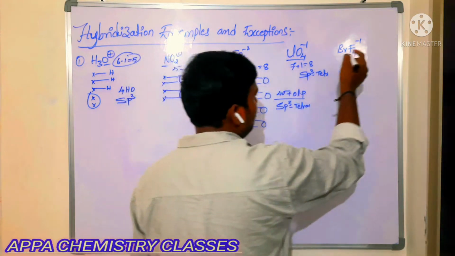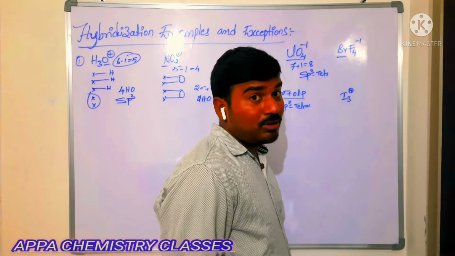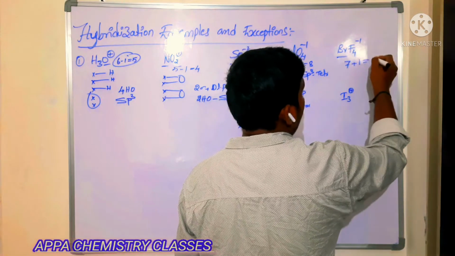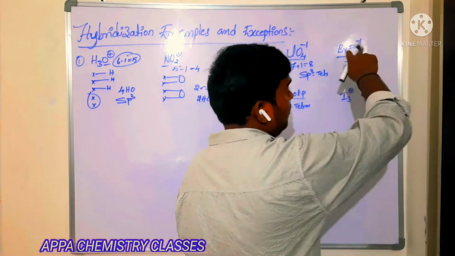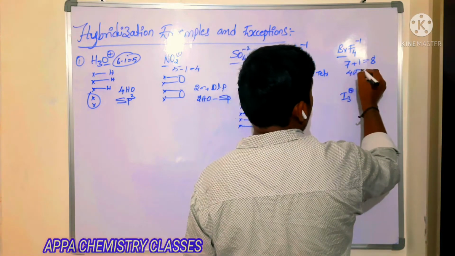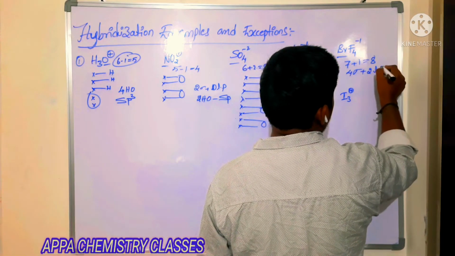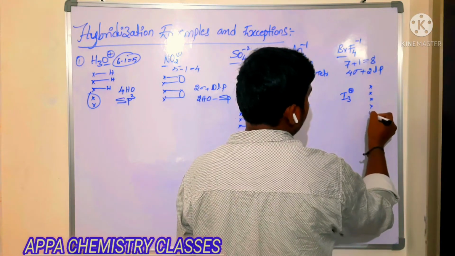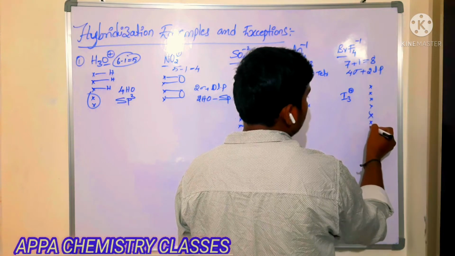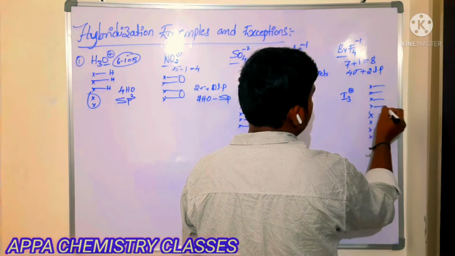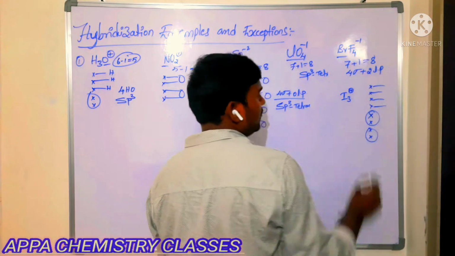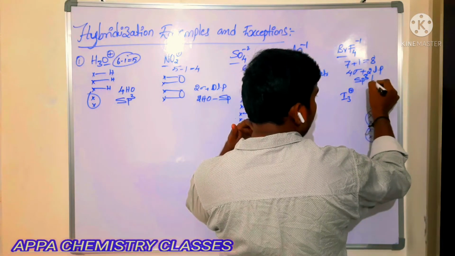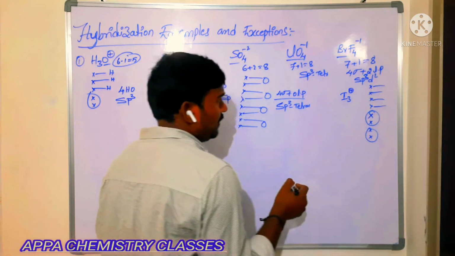Now BrF4 minus 1. So in that case bromine belongs to the 7th group, plus 1 minus is nothing but what? 1 electron is extra, 8. You can take the 8 dots here. So 5, 6, 7, 8. Now 4 fluorines, so 2 lone pairs. Is that clear? 4 sigma bonds plus 2 lone pairs. That is sp3d2 hybridization with the 2 lone pairs, square planar.